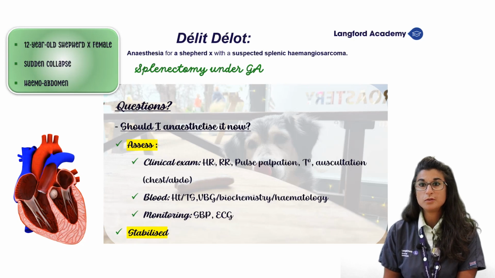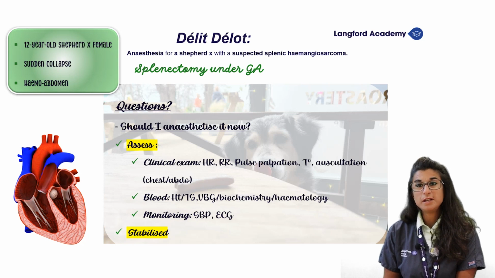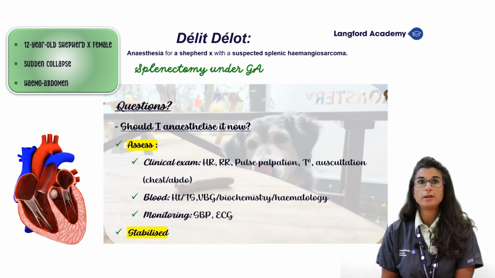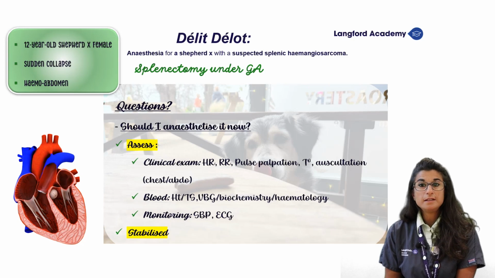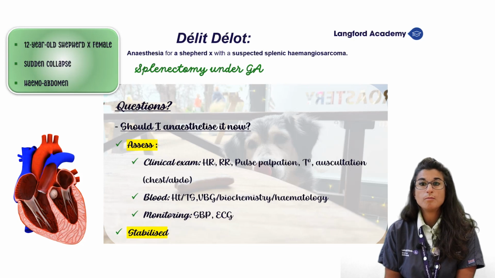Biochemistry and hematology would also be a good addition because this patient is also old. In terms of monitoring, having the systolic blood pressure or the mean arterial pressure checked is also quite beneficial. And an ECG would be good as well because you have evidence of arrhythmia on the auscultation. And after you assess, you want to stabilize. Yes, there is evidence of bleeding, but often with those patients, it's not an active bleeding. So you have a bit of time to stabilize them because the more stabilized the patient is, the less likely they are to die, obviously, under the GA.